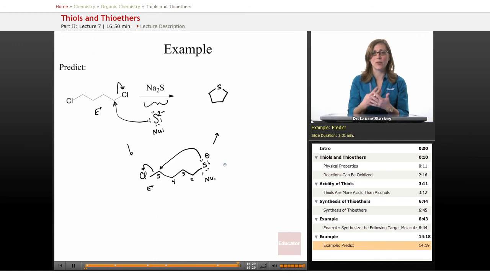So the more you know about alcohols and ethers, the easier it is to think about thiols and thioethers because they do many of the same things that oxygen does, but it's important to remember that the sulfur is larger, so it has some interesting consequences in terms of acidity and in terms of nucleophilicity.